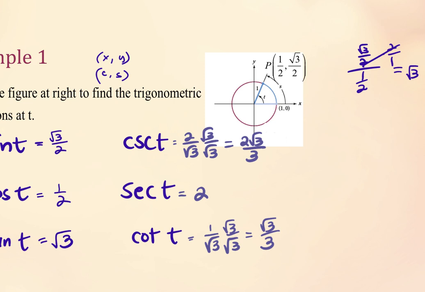Now, it didn't give you t, right? But think about it. What value would be t? What angle is that, when my sine is root 3 over 2, my cosine is 1/2, and my tangent's root 3?